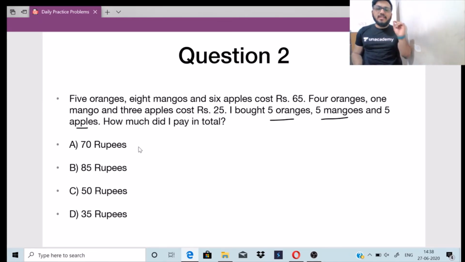The main mistake students make in such questions is they go on finding the individual price of each article. Please do not do that. They are asking for the total, right? In total, how much did I pay? That is what they need. They do not need the individual article price.